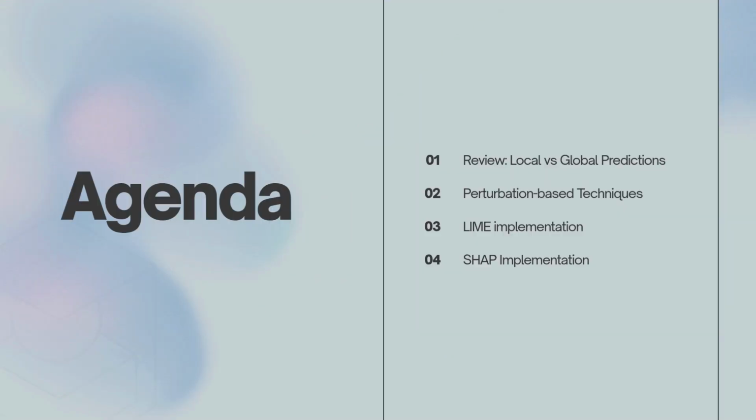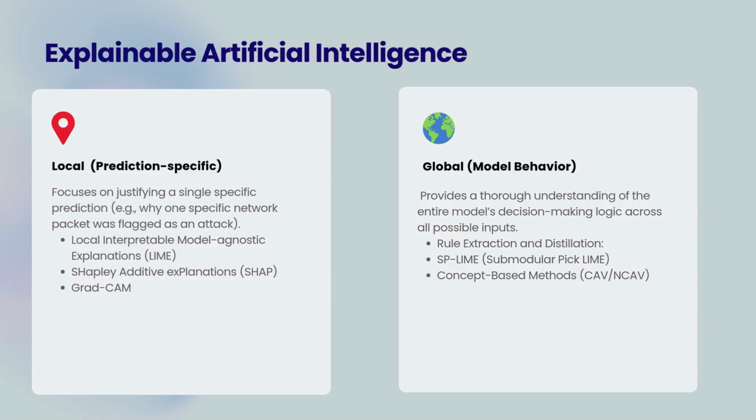First, we're going to briefly review what we've learned in our previous video about local versus global predictions. We'll take a look at perturbation-based techniques, and then we're going to implement LIME and SHAP using Google Colab and a simple neural network classifier for the iris dataset.